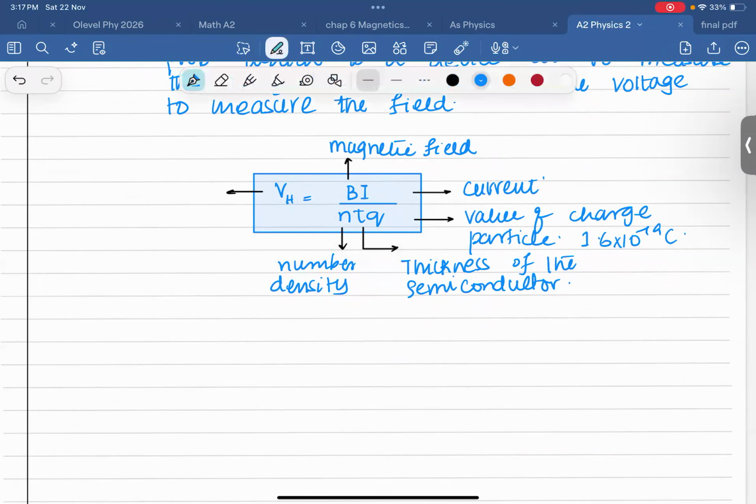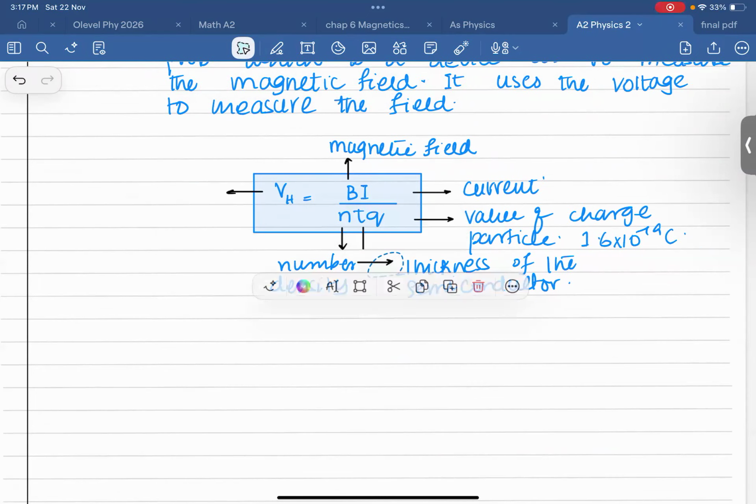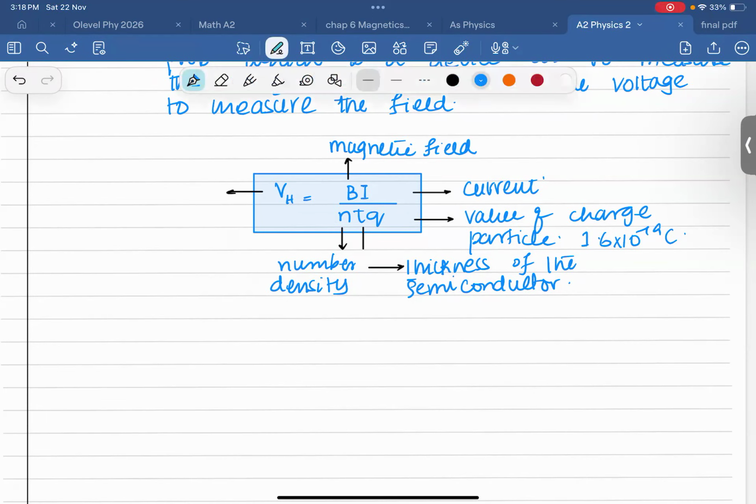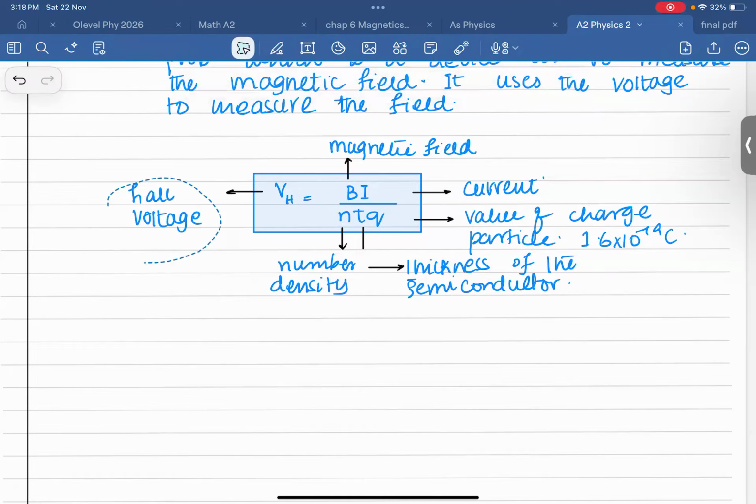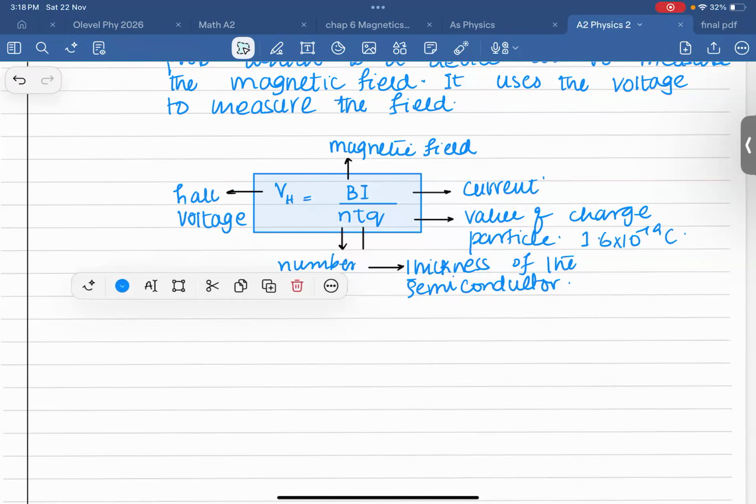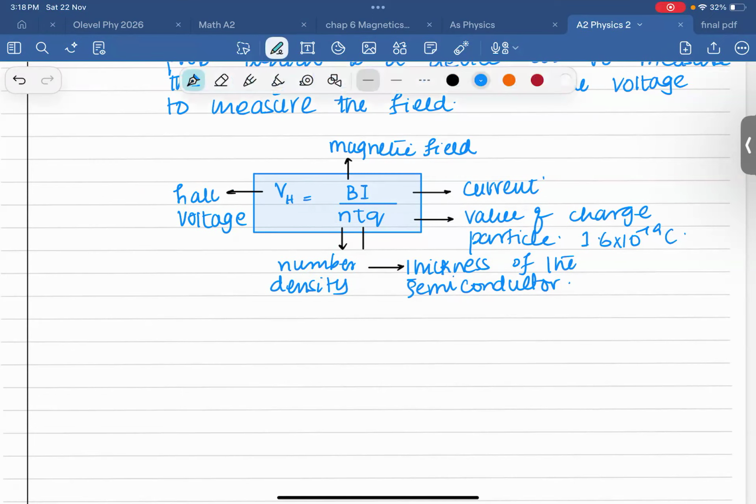That quantity is the Hall voltage. It is not any other voltage; it is the simple voltage generated when you have the cross field. I'll show you how, don't worry. By the way, you don't have to remember this formula, it will be given in your paper. The things that you need to know are these.